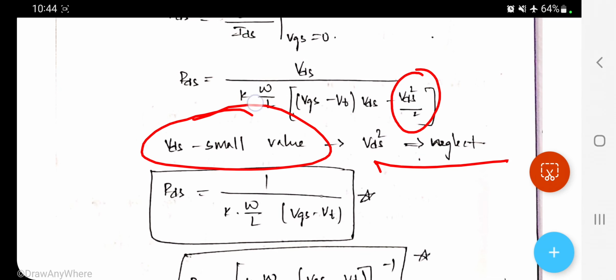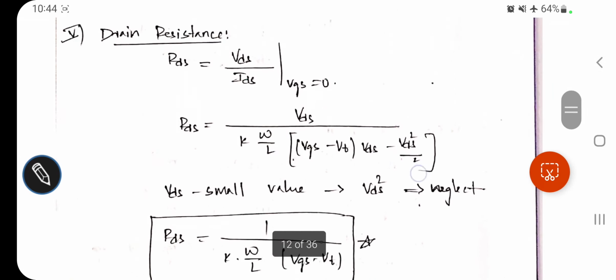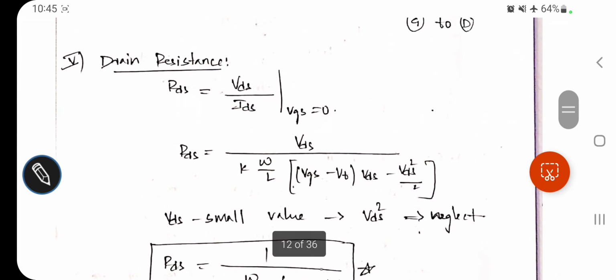So what we are left with is K into W by L into (VGS minus VT) into VDS. Then this VDS gets cancelled. So drain resistance RDS is 1 by K into W by L into (VGS minus VT). Okay, so this is the drain resistance equation. Here you should not be confused that we have taken VGS equal to 0 and the channel is not formed. Even then, the IDS is the non-saturation region equation.